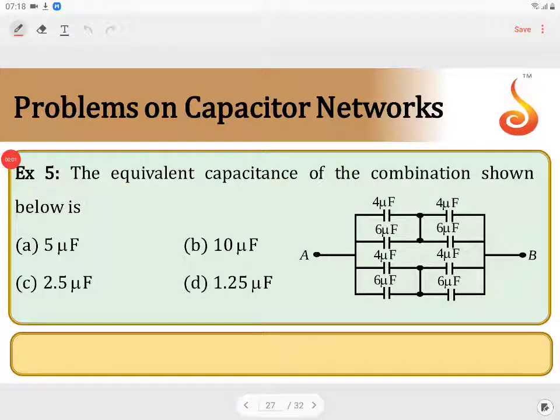The equivalent capacitance of the combination shown below is... Find the equivalent capacitance between A and B. Here, these 6 and 4 are in parallel, so you'll get 10 microfarad.